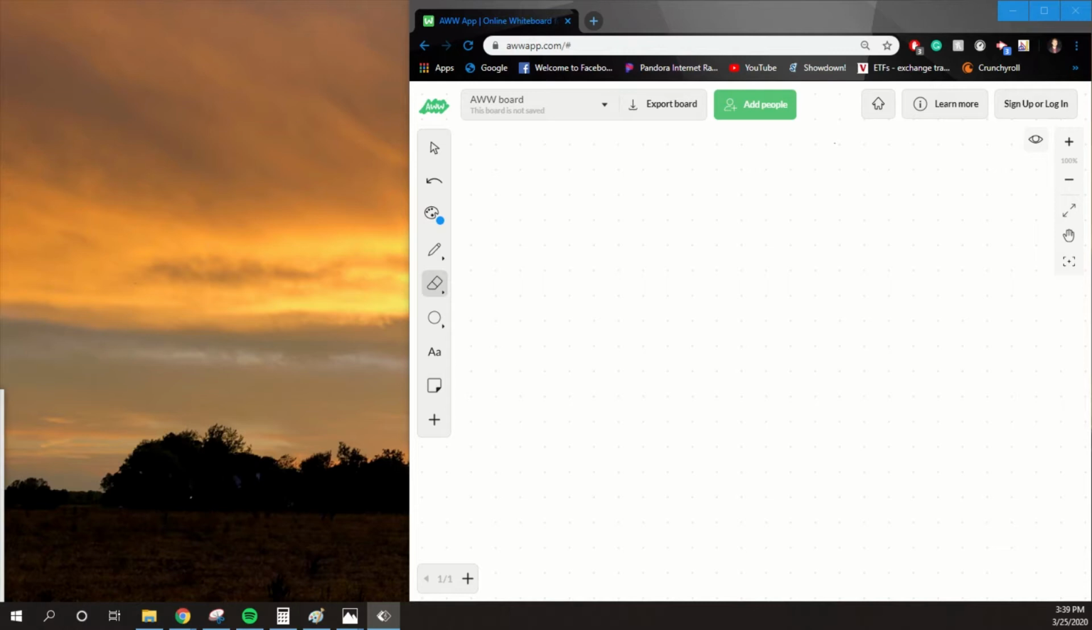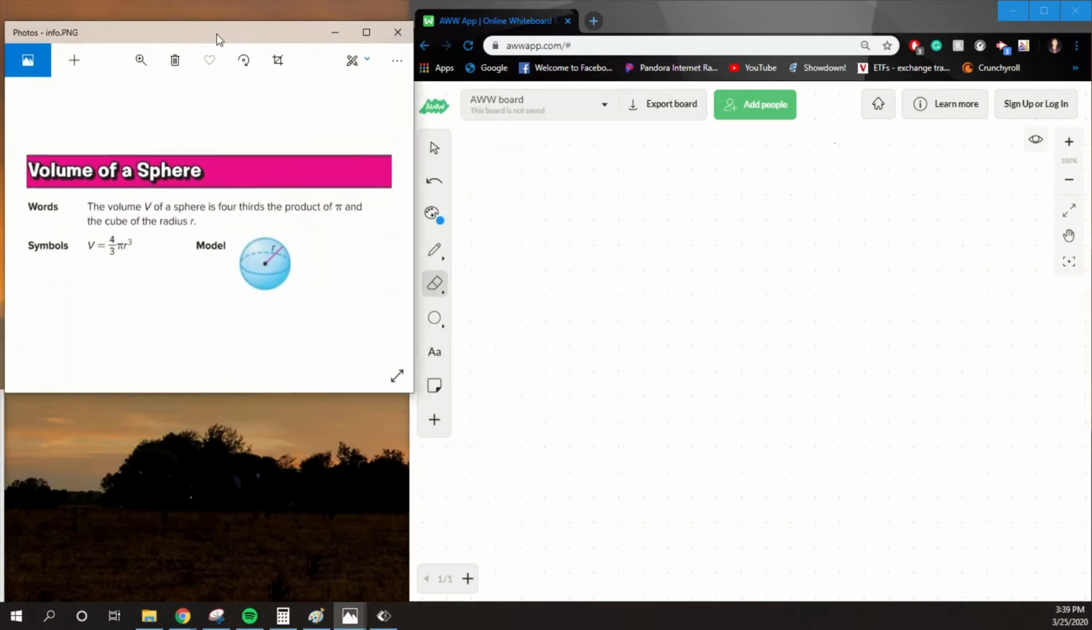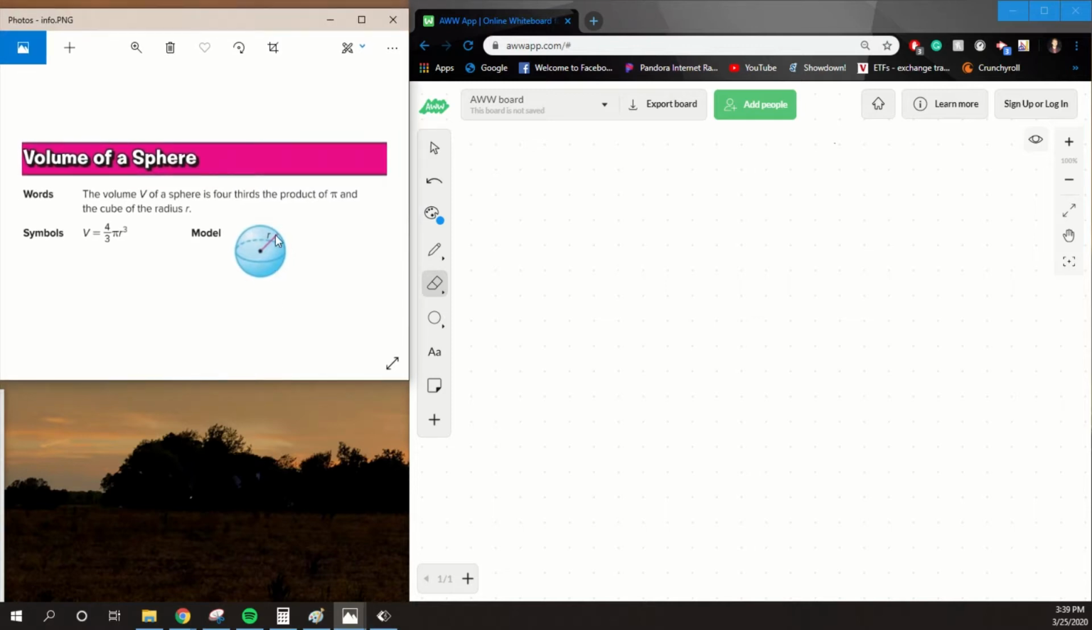Today we're talking about finding the volume of a sphere. So a sphere is like a basketball, pokeball, whatever you want to talk about. It is a spherical shape. A sphere has equal distance points all around a center point, which we call the center.